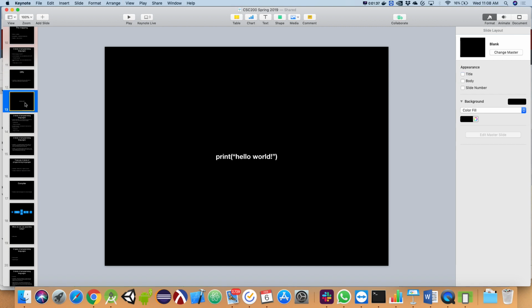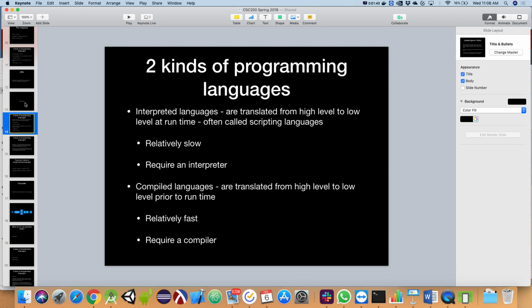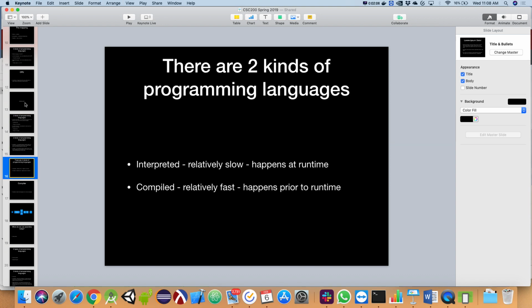All right, so then this is where we looked at Hello World in Python versus Hello World in assembly. We talked about two kinds of programming languages: interpreted languages and compiled languages. Interpreted languages are relatively slow. We say relatively because computers are really, really fast. These require something called an interpreter, versus compiled languages, which are relatively fast and require something called a compiler.